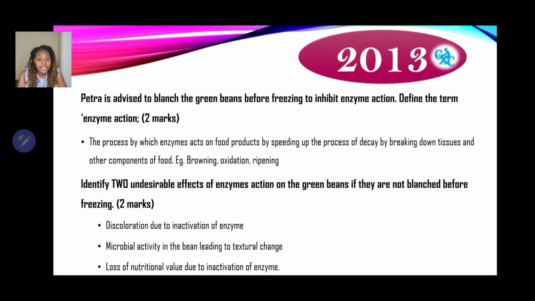Now, microbial activity in the beans can also lead to textural change. So on thawing, the beans become what? Soft, and it may be soggy. Good. Loss of nutritional value due to enzymes not being inactivated. So remember, the function of enzymes is to break down. So if they are not inactivated, what will happen? Discoloration of the beans will take place, and also the nutrients of the beans will be destroyed, or they will be lost.